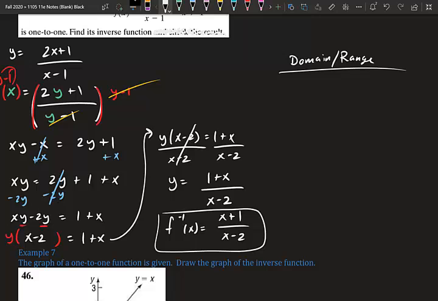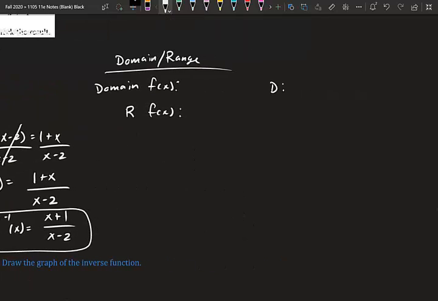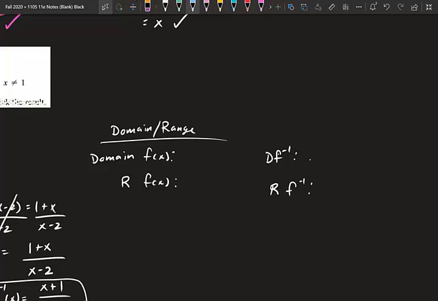So on the homework, on the test, you do not have to check. So we need to find the domain of the function. We need to find the range of the function. Then we need to find the domain of the inverse. And then we need to find the range of the inverse. Alright, so I'm going to rewrite our functions. Our f represents (2x plus 1) over (x minus 1). Our inverse represents (x plus 1) over (x minus 2).